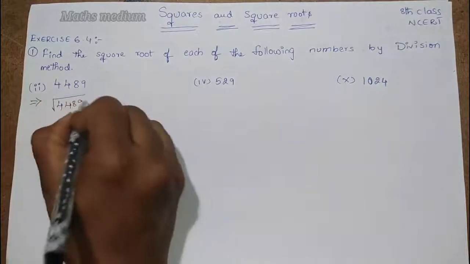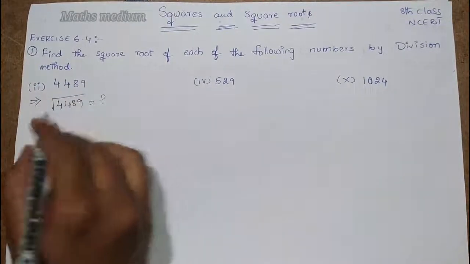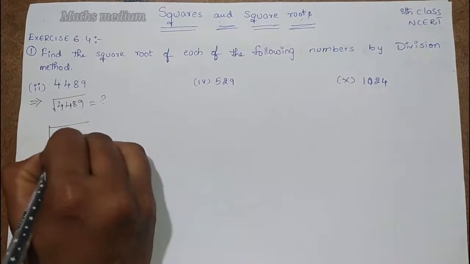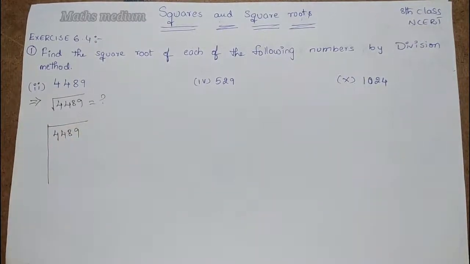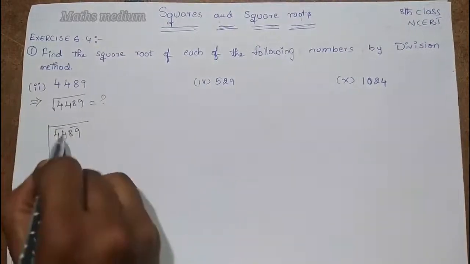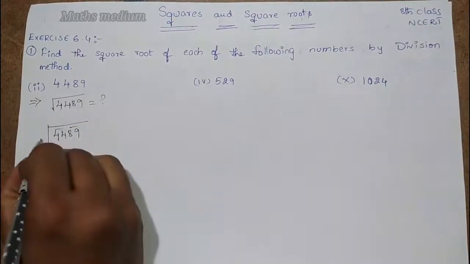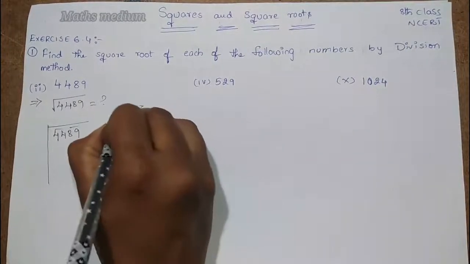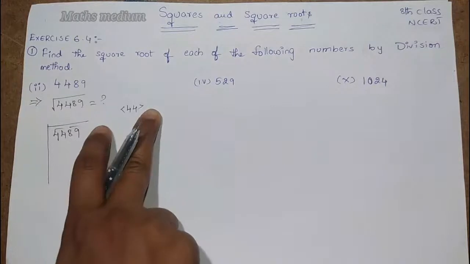The square root of 4489, we have to find the answer. So let's take the division method. We have simple steps. One is making pair bars. Start from the left. Take 44 here. That must be between two perfect squares.